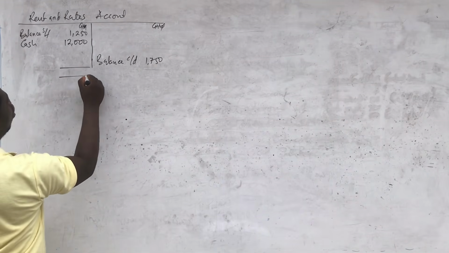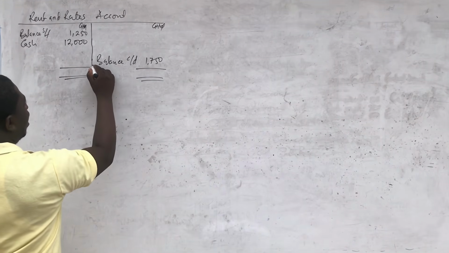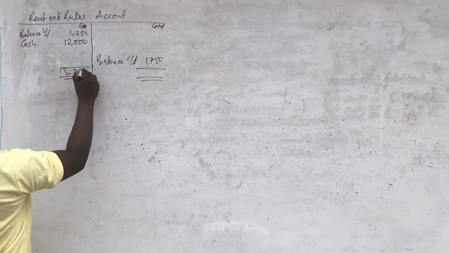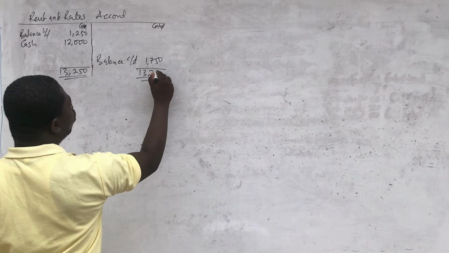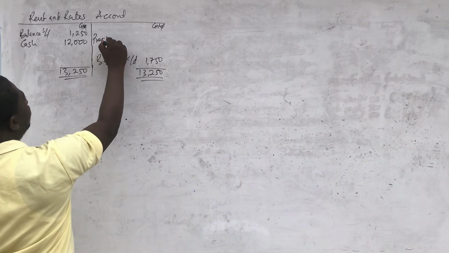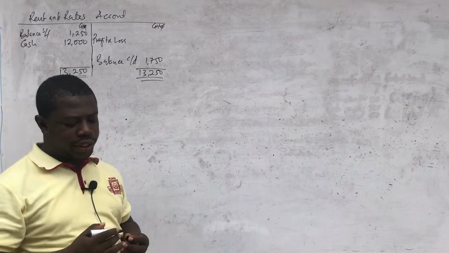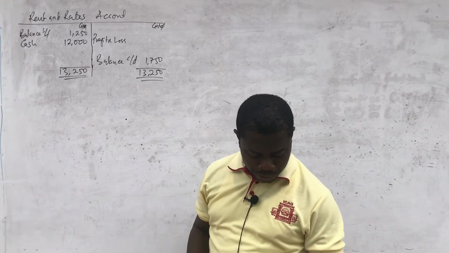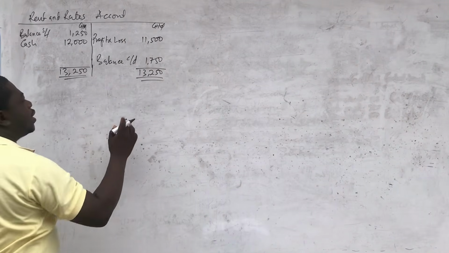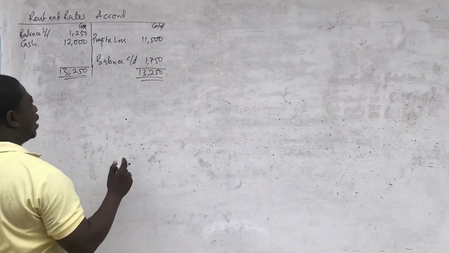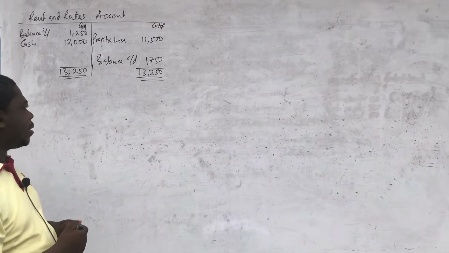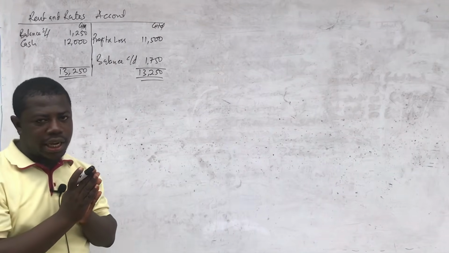And so we can now close the account and then balance it off. The total will be 13,250, and that should be the same total here. And so the difference is what is going to the income statement, and then we call it profit and loss or income statement. And that is going to be 11,500. This is the actual expense figure that is incurred for the year, and that is what is going into your income statement. So we are done with the rent and rate account.